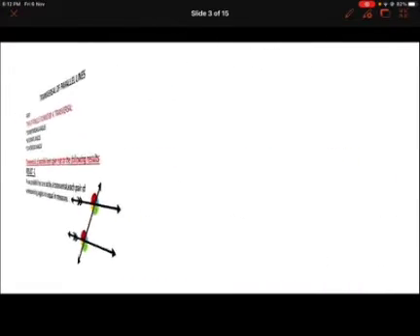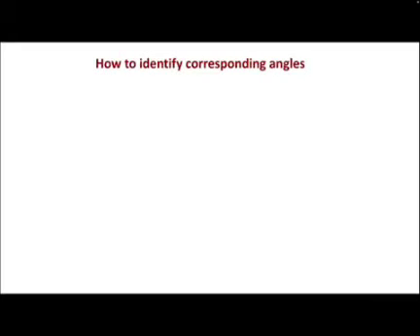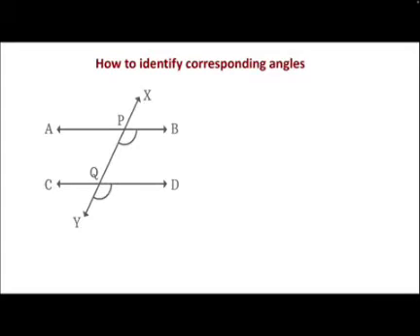Now, how to identify corresponding angles? Now see, children, here you have two lines AB and CD parallel to each other, and XY is the transversal. Now please bear in mind, here in this session we are talking only about parallel lines, so you do not have to get a doubt if they are parallel lines or not. We are talking only about parallel lines. Now you can see clearly how corresponding angles are formed. Look at the picture keenly, you can understand.